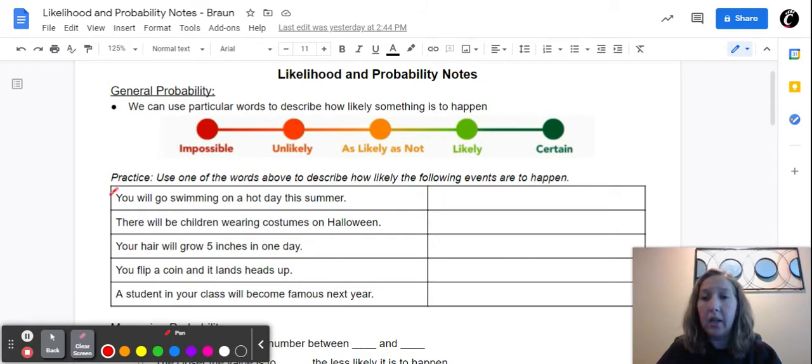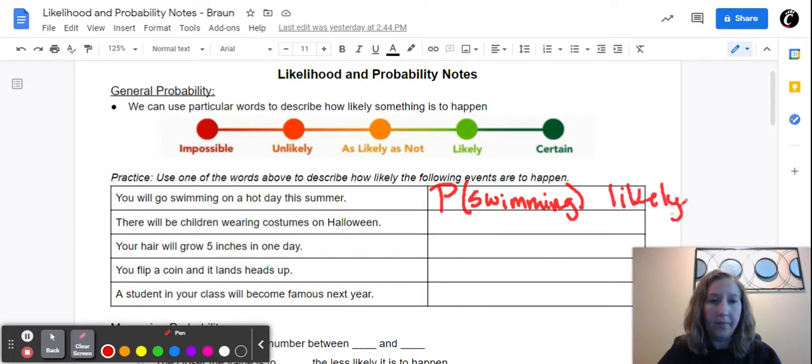So our first one here, you will go swimming on a hot day this summer. Now, for that event to occur, that is fairly likely. When we write probability, though, we're going to write a P for probability, and we write it a very specific way. So we're going to write P for probability, and then we're going to write the event in parentheses. So the probability of swimming is likely. So I'm going to write likely.